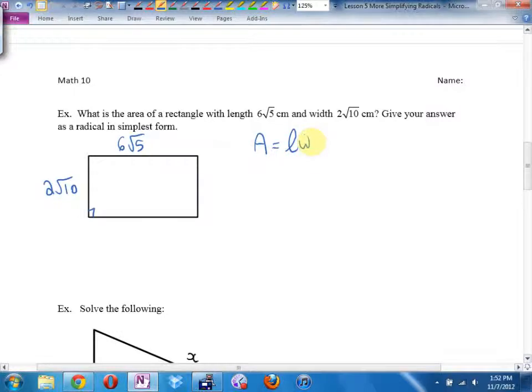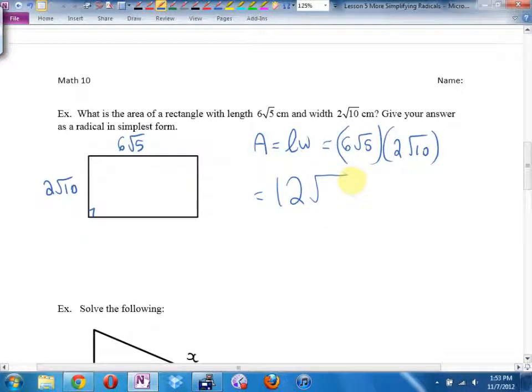What's the length according to this question, Marcus, my friend? 2 root 10? Actually, that's the width. What's the length according to this question? 6 root 5. What's the width according to this question? 2 root 10. Okay, so I'm going to go like this: 6 root 5 times 2 root 10. Oh, we've done this already. Numbers by numbers, roots by roots. Numbers times numbers. 12? Yes?